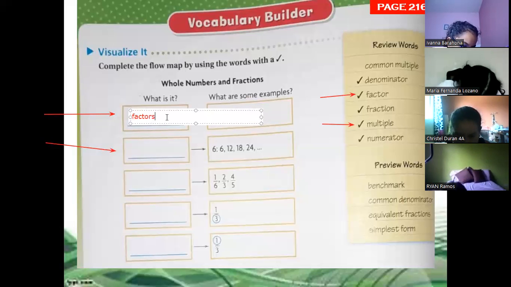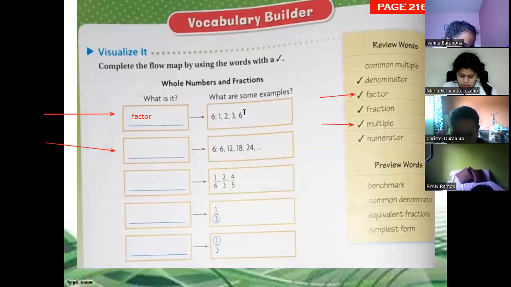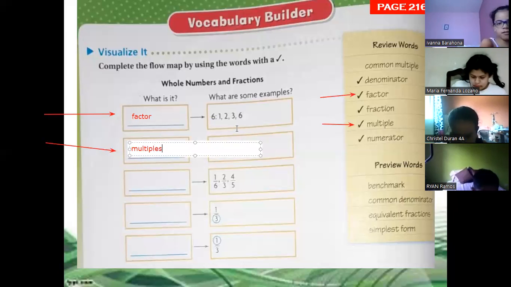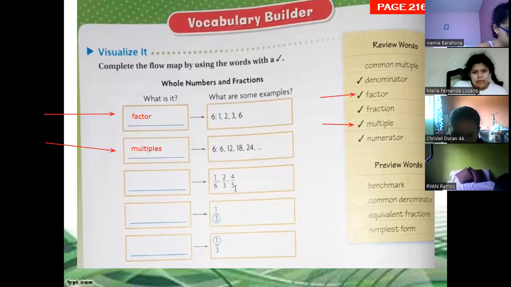Why factors? Okay, I multiply 1 times 6, 6. 2 times 3, 6. So those are factors of 6. And these are multiples. 6 times 1, 6. 6 times 2, 12. 6 times 3, 18. 6 times 4, 24. And so on.